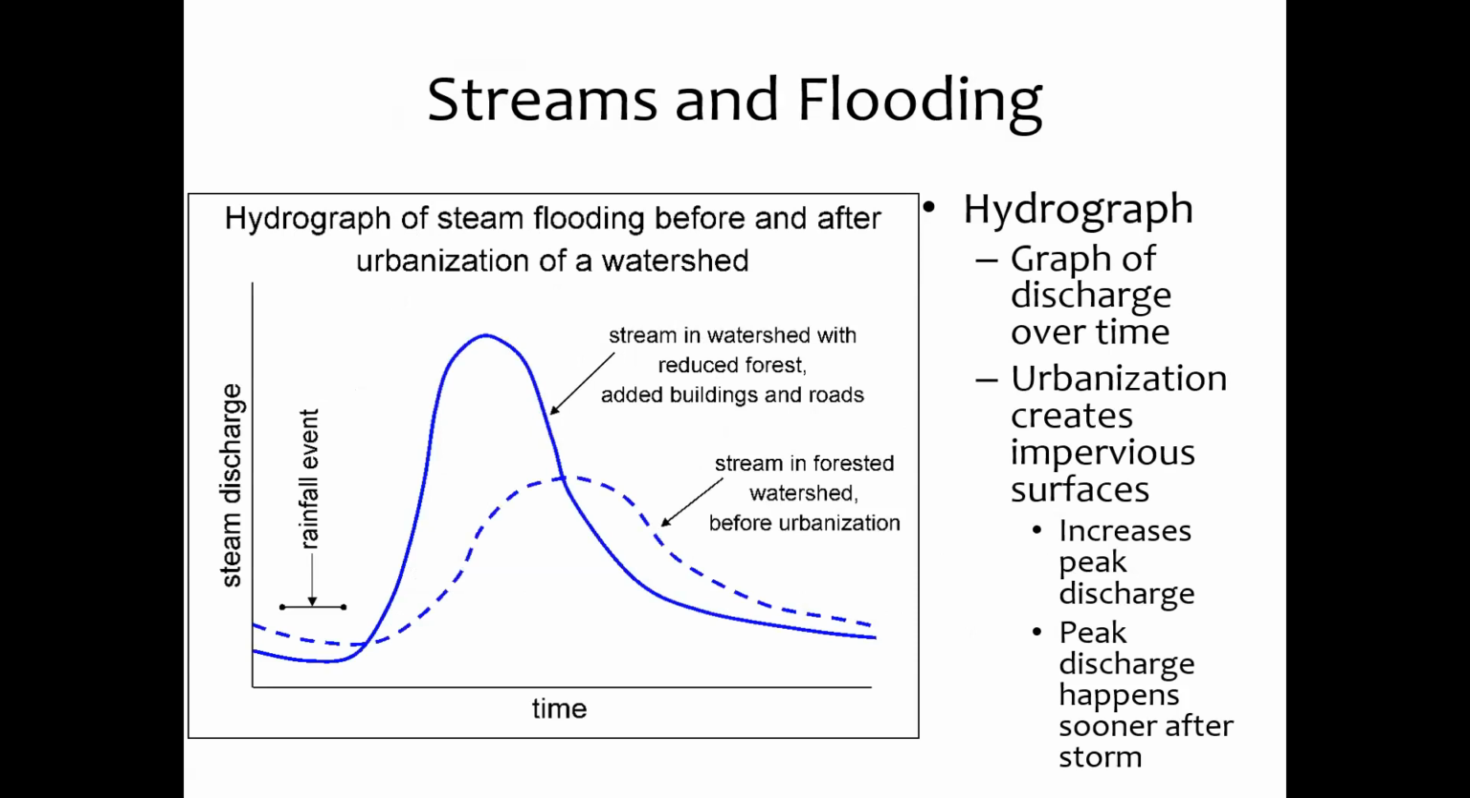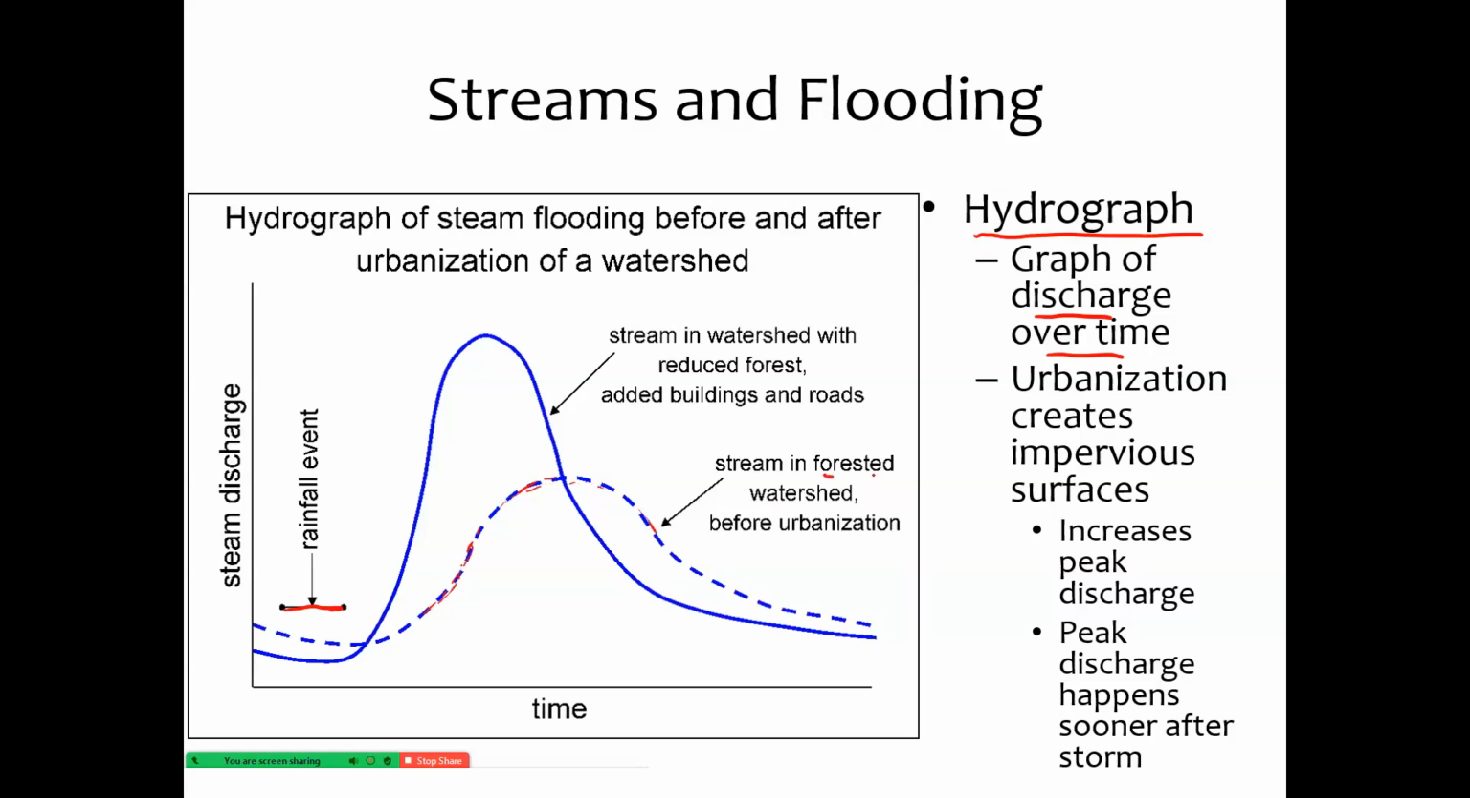We can look at this graph called a hydrograph to think about the effects of human changes on the amount of discharge over time and the type of flood that we end up having. So a hydrograph is a graph of discharge over time. So after a rainfall event, in any natural stream, you're going to increase the amount of discharge shortly thereafter. It takes some time, though, between the rain and the water to actually reach the stream and start flowing through it.